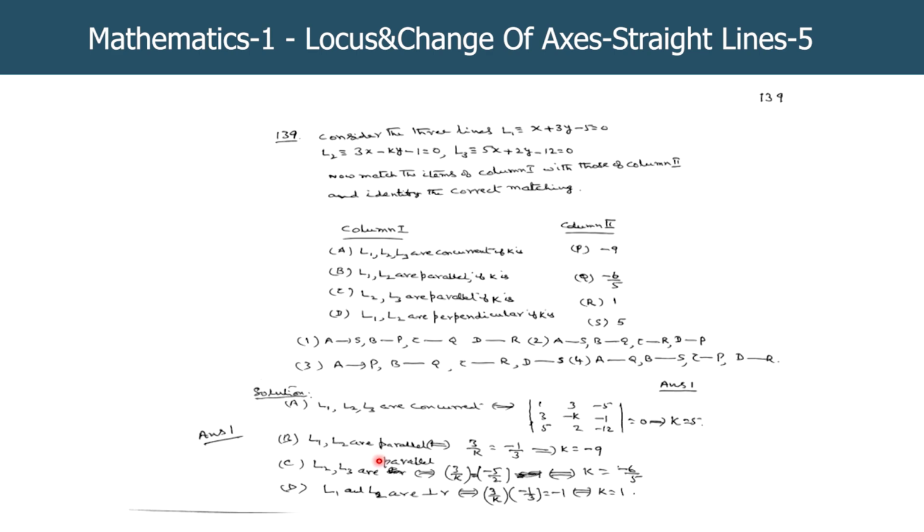B, L1 and L2 are parallel if and only if the slopes are equal. That means 3 by k is equal to minus 1 by 3. So k is equal to minus 9. So for B, the matching is P.